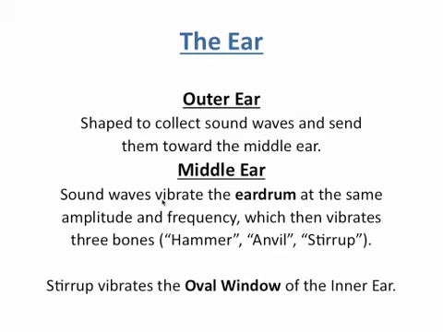The middle ear is where the sound wave vibrates the eardrum at the same amplitude and frequency. This causes the three bones inside the middle ear to tap out on the oval window of the inner ear.